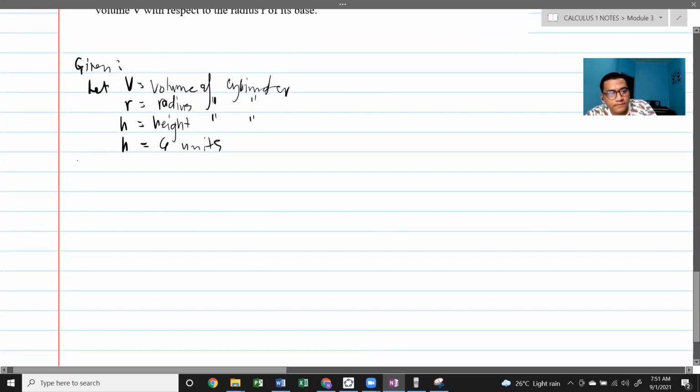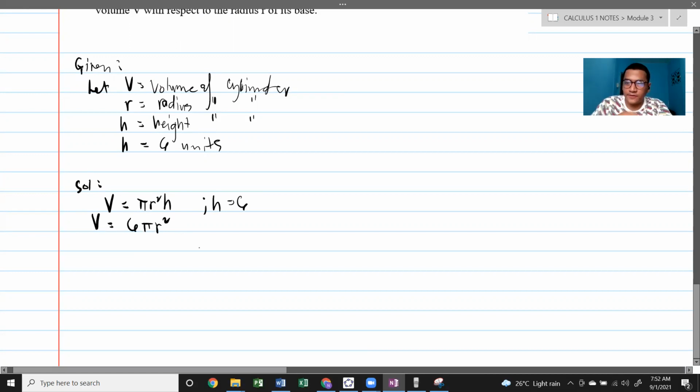So let's solve. What is our solution? What's the volume of a cylinder from your solid mensuration? Volume of a cylinder is equal to pi r squared times h. Area of the base times the height or the thickness. Now, since our height is constant, we have the volume is equal to 6 pi r squared.